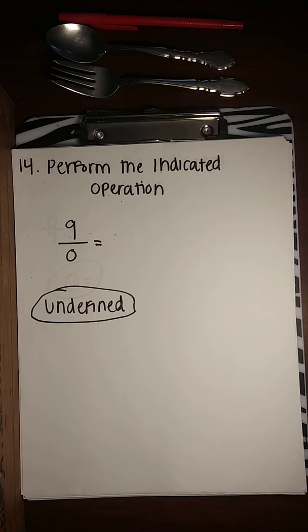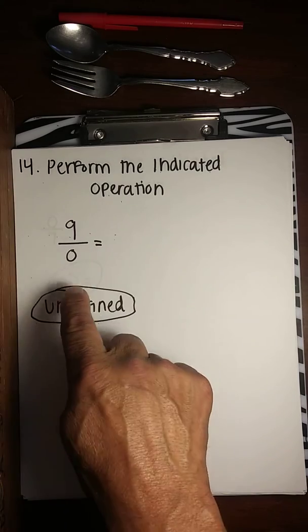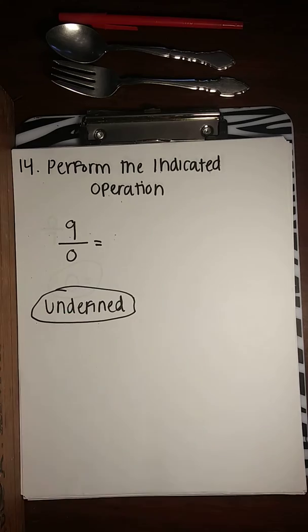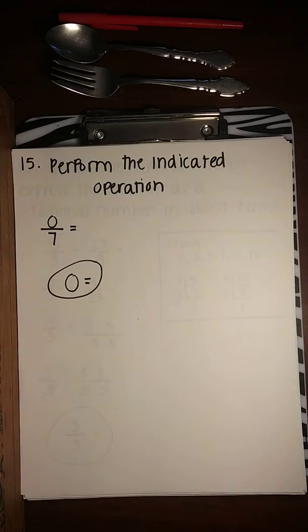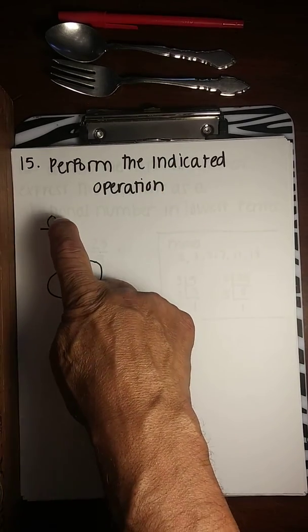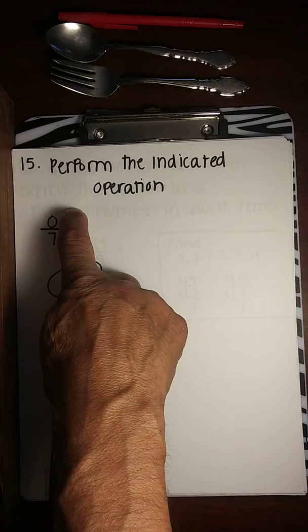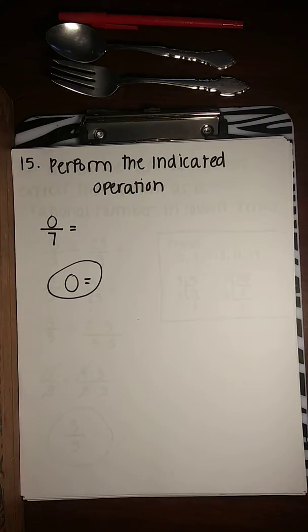Perform the indicated operation. 9 over 0 is undefined. If you divide by 0 in the denominator, it's undefined. How about the other way? 0 over 7. 0 divided by your 7 best friends. Think about that. It's 0 for everybody. So 0 on top, divided by 7, that's fine. It's a 0.